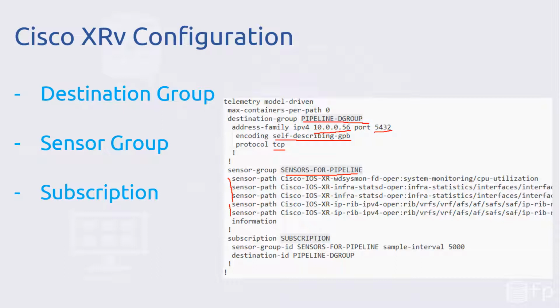Now there's a rule that you can't do more than 15 containers, but there's a way to remove that ever since 6.2 or something like that on IOS XR. And then lastly, you have the subscription, which is where you tie the sensors to the destination group. This is where you also set the interval, so this is going to be sending out data every 5 seconds.